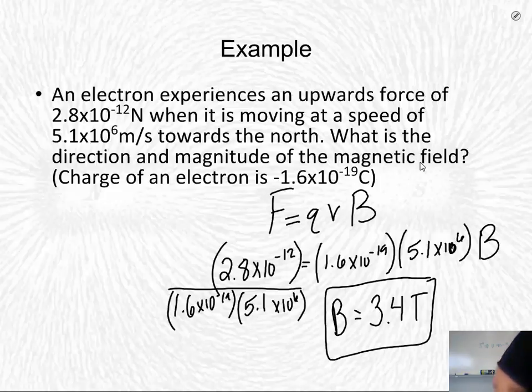So now let's find the direction of the magnetic field. So remember, the magnetic field is represented by your other fingers. And we're going to be opposite of whatever I get because we're talking about an electron. So it says my force is upwards. So my thumb should be pointing up. And my velocity is moving north. So remember, north is considered into the page. And then my hand is pointing to the left. But remember, it's opposite for an electron. So my answer should be to the right. So it's 3.4 Teslas to the right.